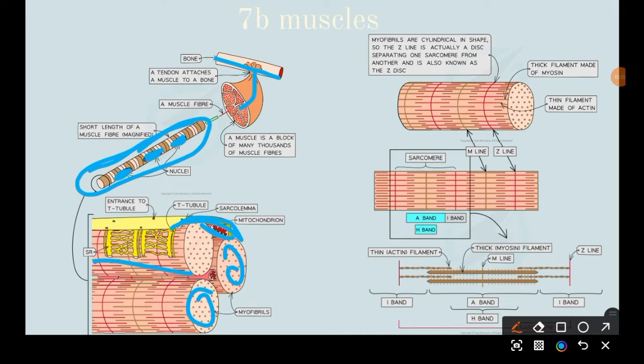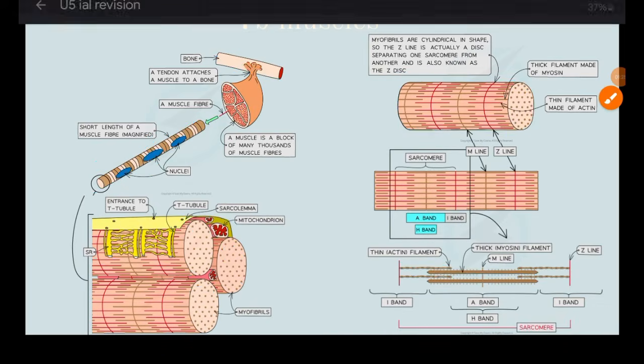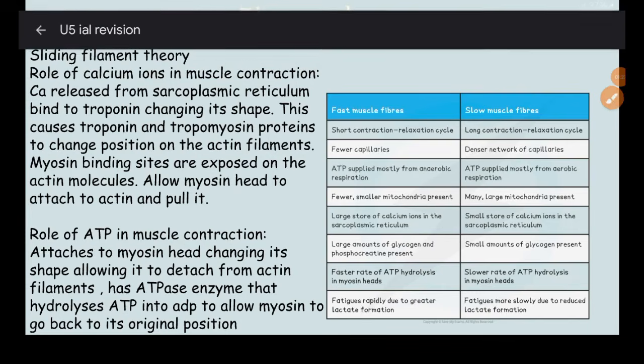and have mitochondria to provide the ATP beside them. Here is also a single muscle fiber, and it's showing you the filaments that it has. So it has actin filaments and myosin filaments. The thin actin filaments right here and the thick myosin filaments. When the muscle contracts, next slide, the sliding filament theory.